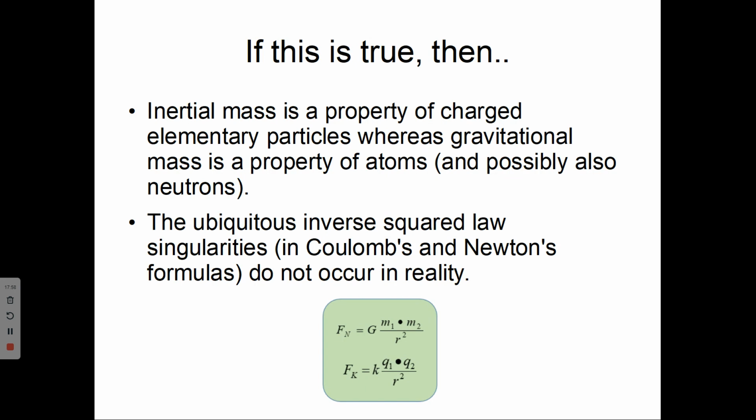So essentially what this tells us is that gravitational mass is a phenomenon between atoms and not elementary charged particles. So if we just wrap this up, none of these derivations were mine, I just reinterpreted a little bit the first one. Well, what can we conclude? Well, in that case, inertial mass is a property of charged elementary particles, unlike gravitational mass that is a property of atoms, and possibly also neutrons.